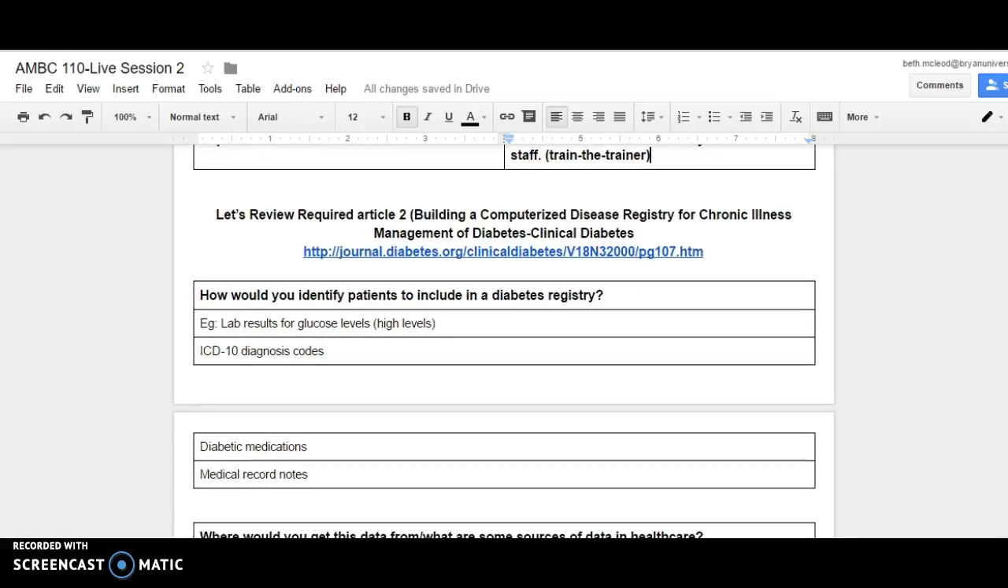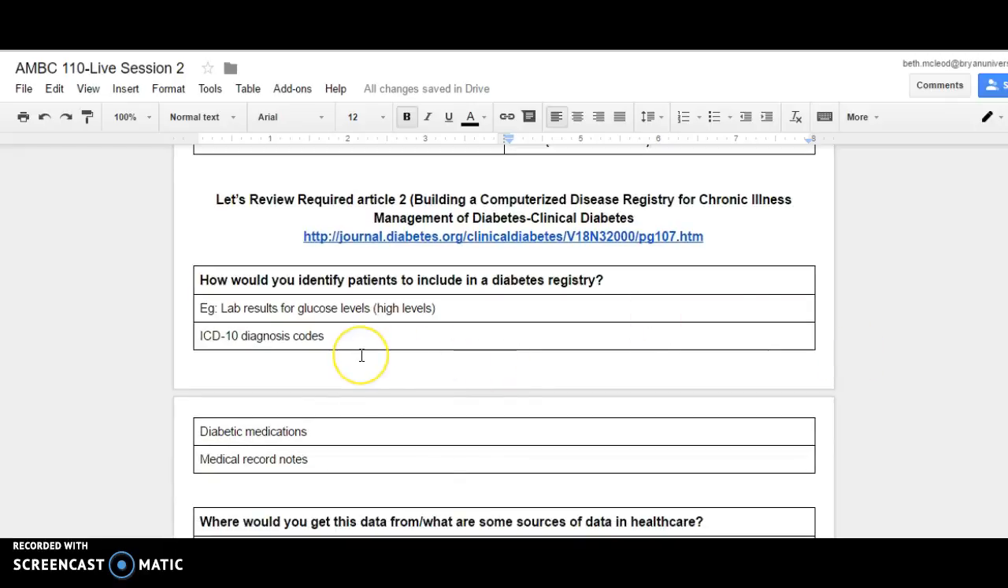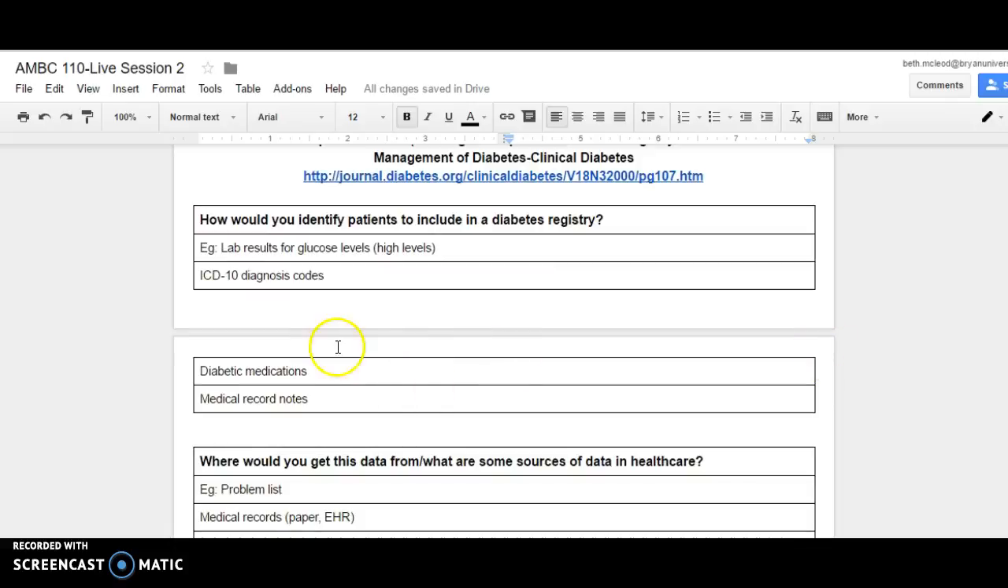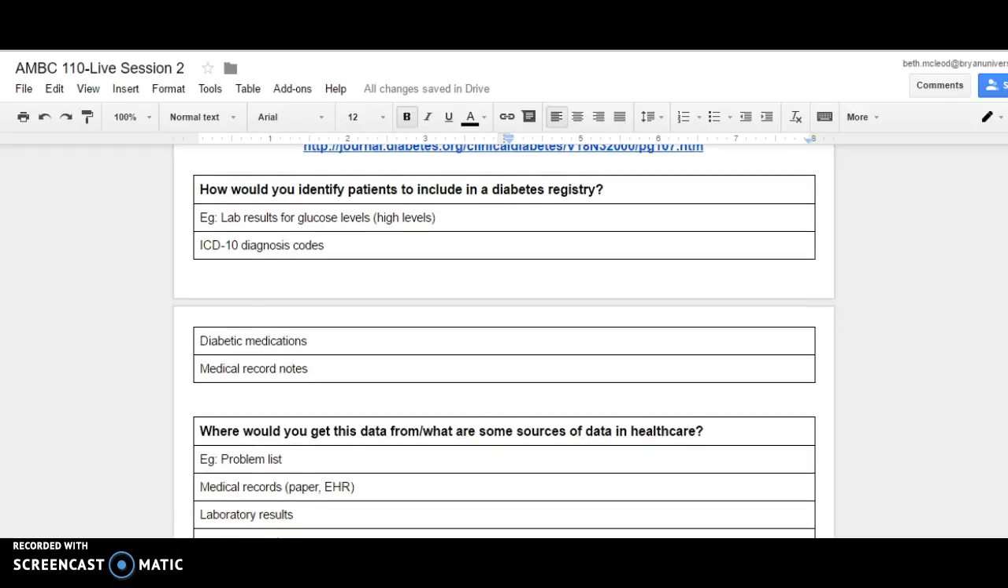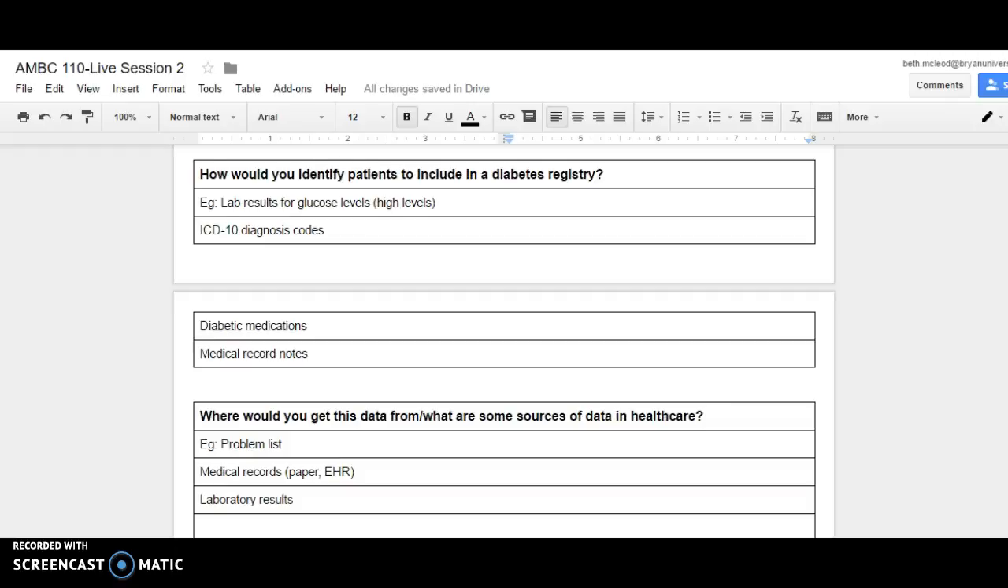The next required article that you are going to be looking at is called Building a Computerized Disease Registry for Chronic Illness Management of Diabetes. This talks about how we can identify patients to be used in a diabetes registry. For example, we can look at lab results, those with high glucose levels. We can look at ICD-10 diagnosis codes, pulling codes that show patients with diabetes or complications from diabetes. Patients on diabetic medications are going to be included. You can also find them through information from medical record notes.